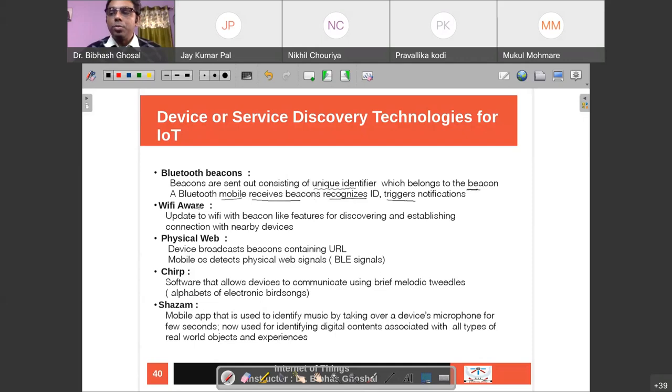Next comes Wi-Fi, the Wi-Fi Aware, as it is called. It's nothing but you just update Wi-Fi so that it can allow beacon-like features. So if you are going to use Wi-Fi and if you have a number of mobile devices which are all using Wi-Fi, suppose there's a new one who's going to join that network.